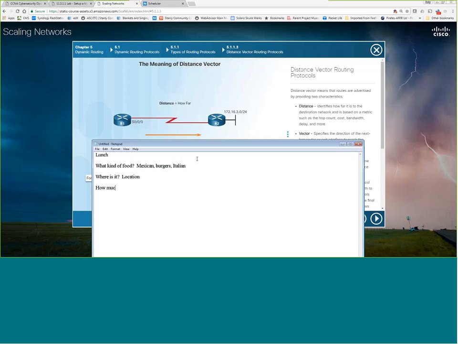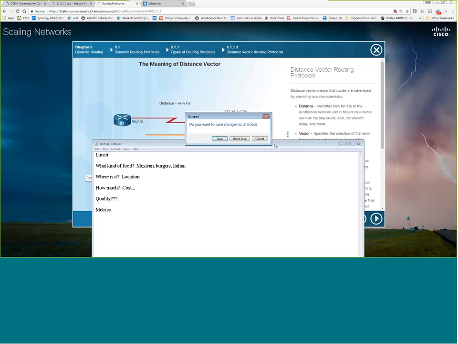Okay. Cost. How much does it cost for the food? And then we talked about, of course, quality, service, those types of things. Now, I'm about to fall asleep in my chair because we went to Five Guys and I ate a huge hamburger and too many fries. But these were all metrics that we used to figure out where we were going to have lunch.